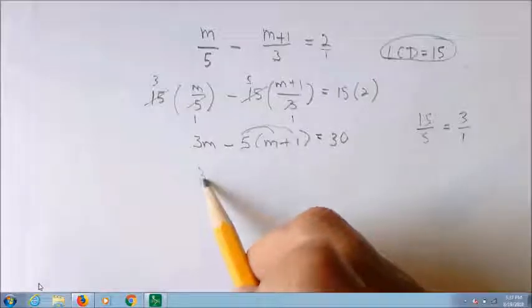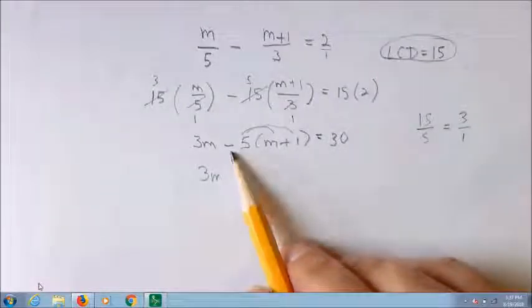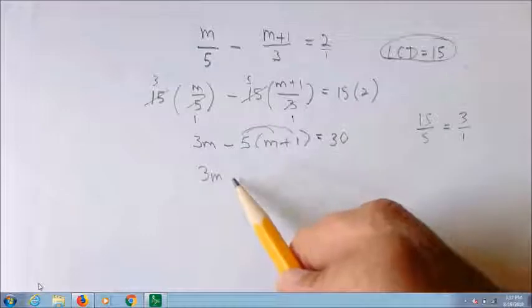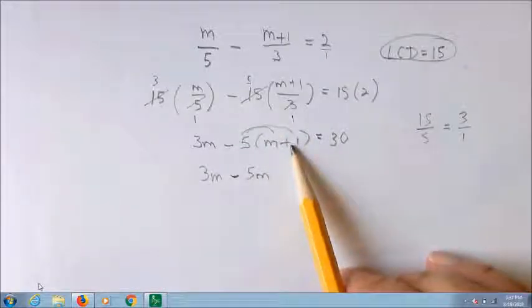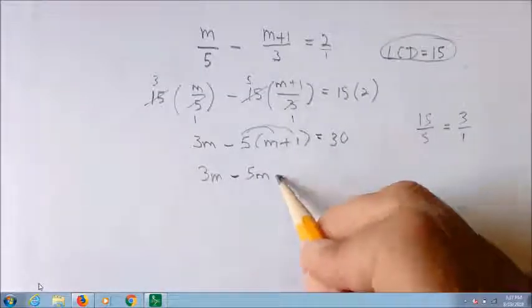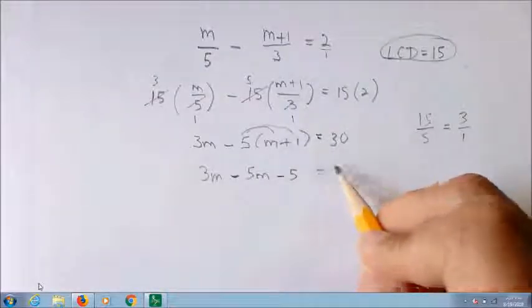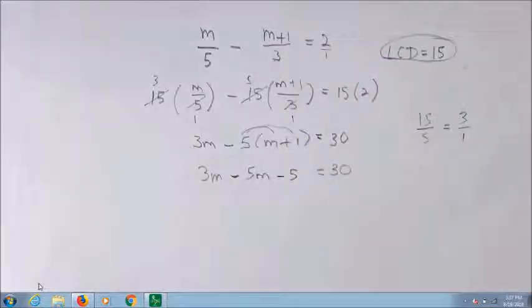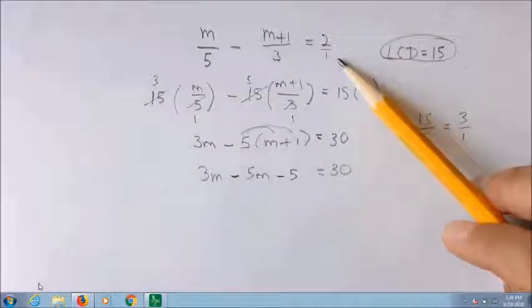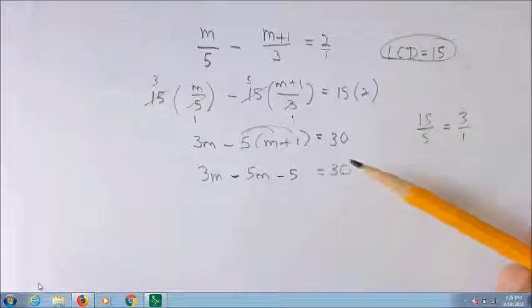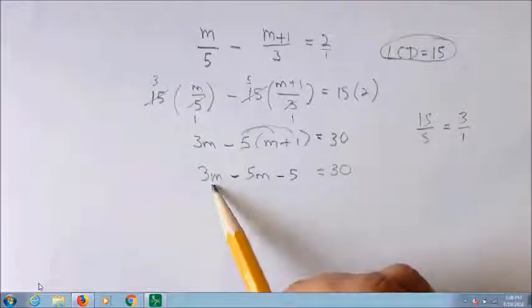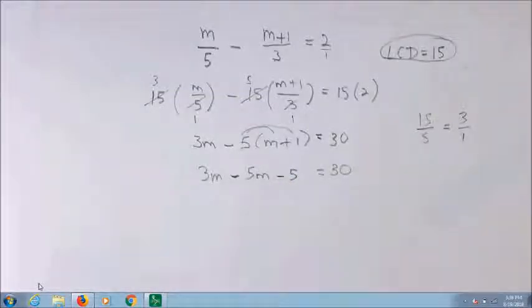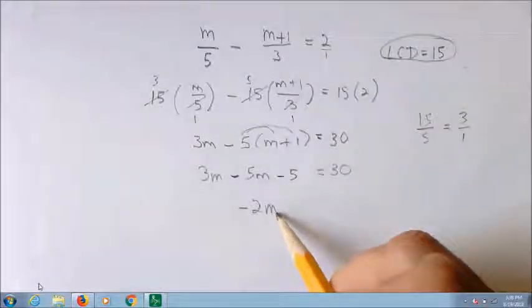So 3m. So negative 5 times m is negative 5m. And now negative 5 times 1 is still a negative number. It's negative 5. And that's 30. We have cleared the fractions. We've gone from this complicated thing to this much, much less complicated equation. But there's still stuff we can do to simplify. Collecting like terms, 3m minus 5m is negative 2m.